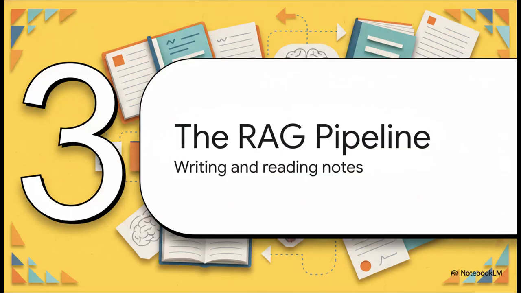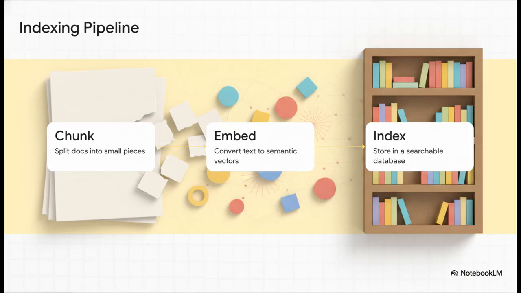Let's move to Section 3 and see how this builds, how the RAG pipeline works, which is all about writing and reading the notes. So this happens in two main stages. The first is the indexing pipeline. You can think of this as the offline writing process.